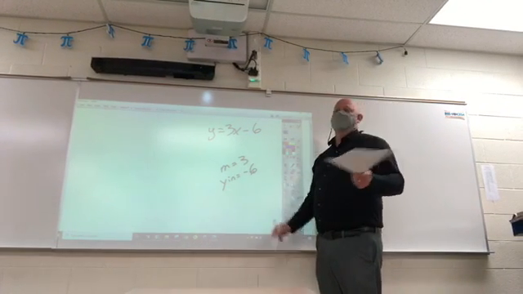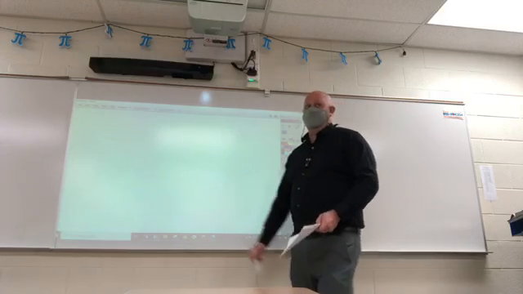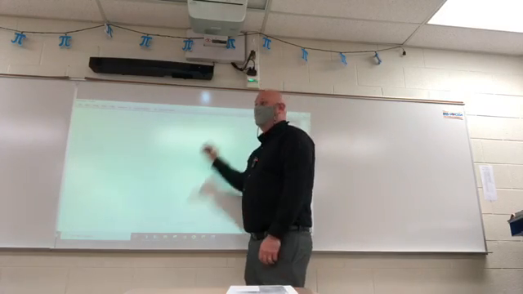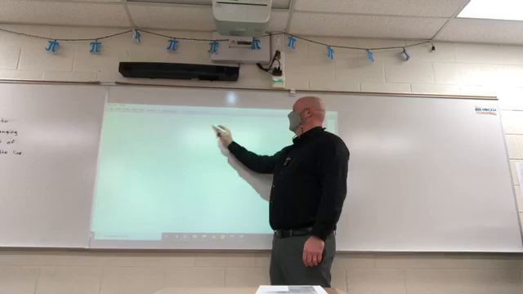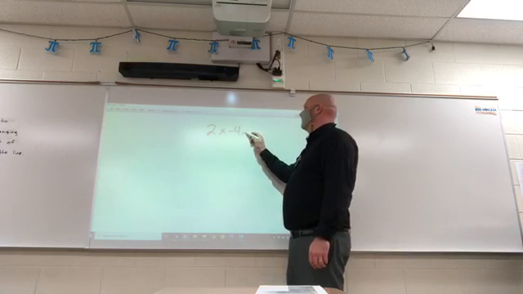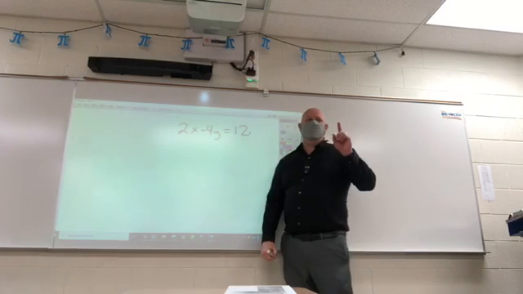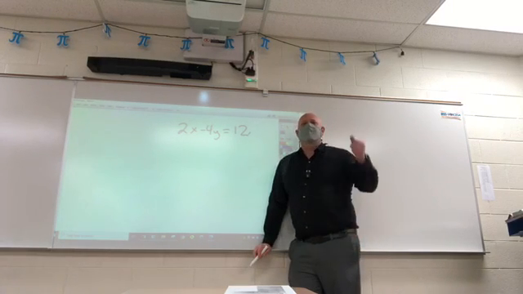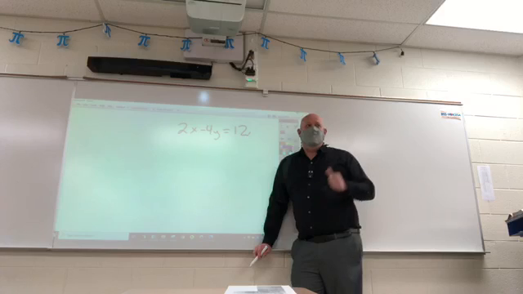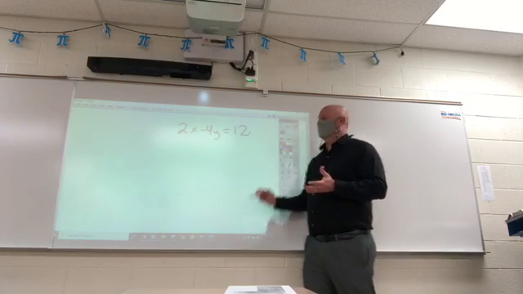Now, here's one that might be on the test, or on the re-quiz. Similar question. I'll ask you the exact same question. What is the slope and what is the y-intercept? What's the only difference between this problem and the last problem? It's not in slope-intercept form. So what do you have to do first?